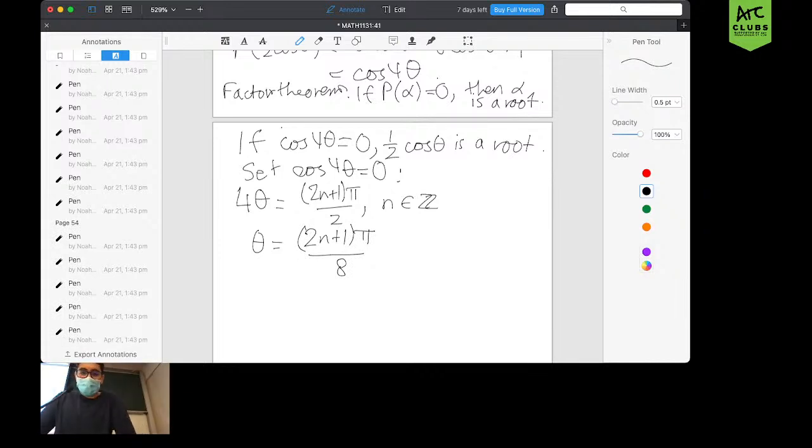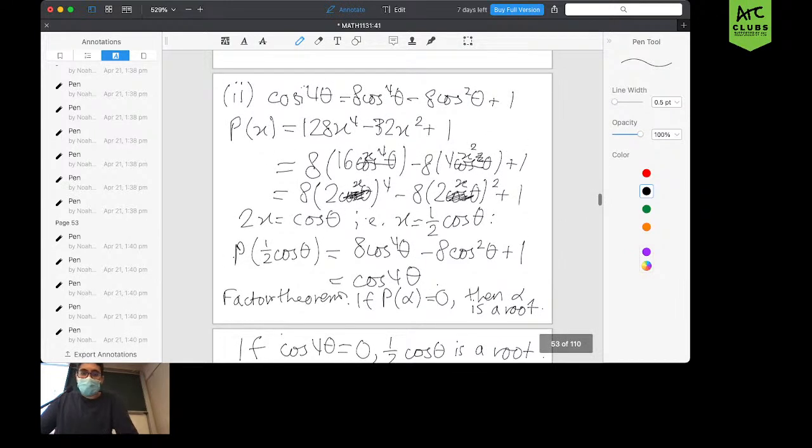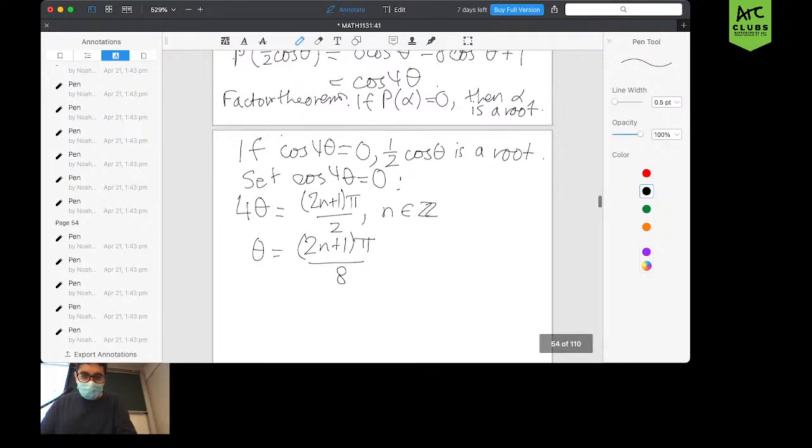However, the polynomial p of x is a quartic, right? Which means it has exactly 4 solutions by the fundamental theorem of algebra. Whereas if we scroll down here, we actually have infinite possible values for theta, because n can be any integer. So we have to restrict theta so that we only have 4 solutions.